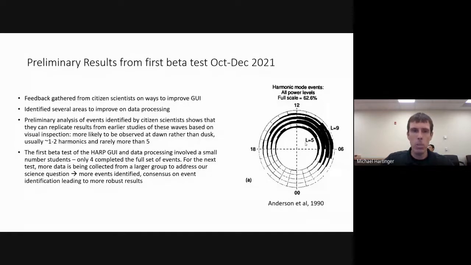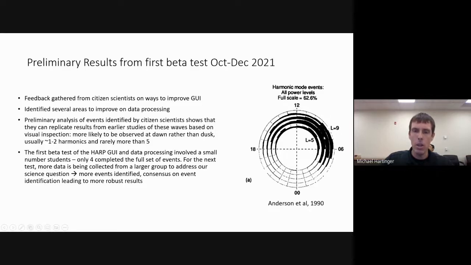They were also on an AGU abstract or AGU presentation last year led by Annie Holland at SSI. But also, during that, we had 4 of those high school students actually go through all 90 events that we provided, which was amazing. So we were able to get a good amount of information about the types of waves they were identifying and see if, broadly speaking, it matched with our expectations from theory and past observations.